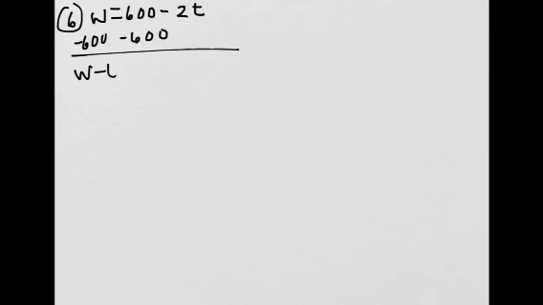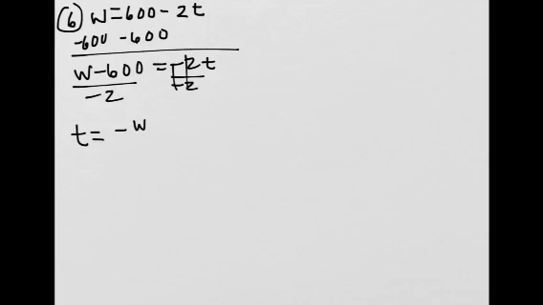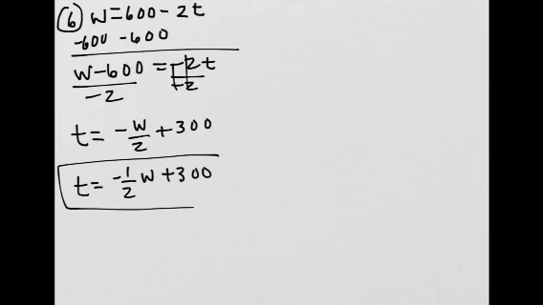So w minus 600 equals negative 2t. Then I'm going to divide by negative 2. So now I have t equals negative w over 2 plus 300, because negative 600 divided by negative 2 is positive 300. Now I could write it like this, negative 1/2 w plus 300. So this is the inverse function. There's no switching of t and w like we would with x and y. So this is where we stop. This is all we have to write.